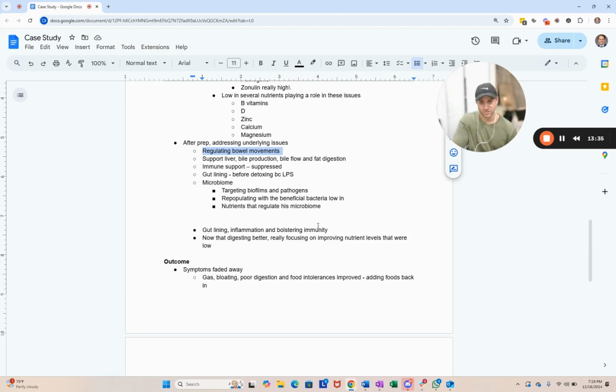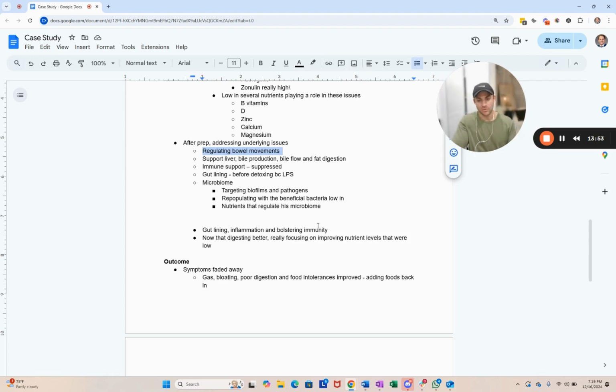We used colostrum, lactoferrin, another thing that can be helpful there. So we utilized a few different things to support immune system, gut lining, liver function, things like milk thistle, and for the bile disruptions, using TUDCA was extremely helpful here. But these were important before that detox and everything else.